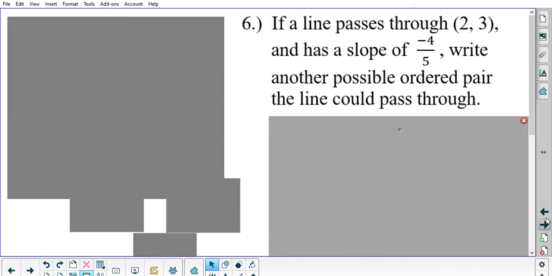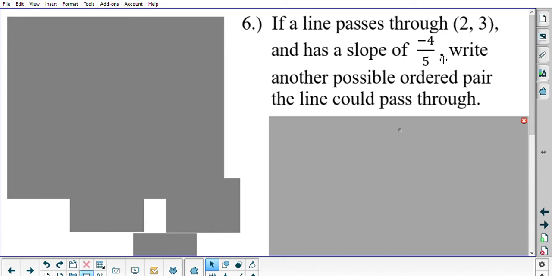All right, these problems are getting very repetitive, which is why I'm now giving you the challenge problem of the day. Problem number 6. If a line passes through 2, 3 and has a slope of negative 4/5, write another possible ordered pair the line could pass through. So what I'm giving you this time is only one of the ordered pairs, and I'm giving you what the slope actually is.